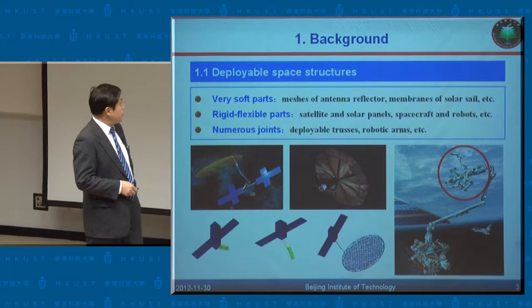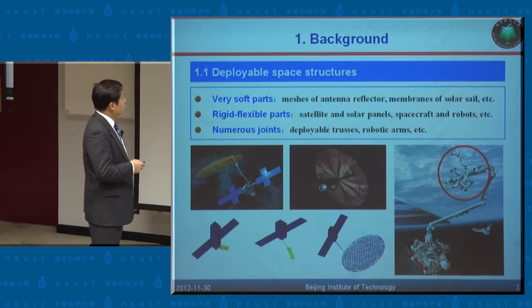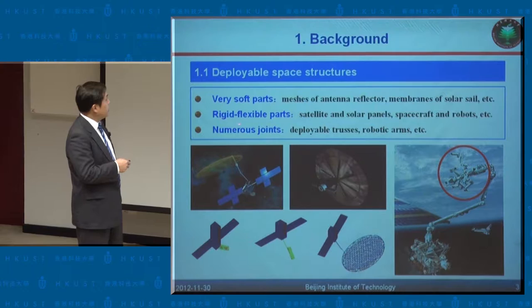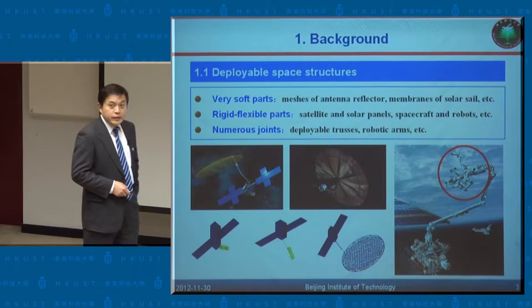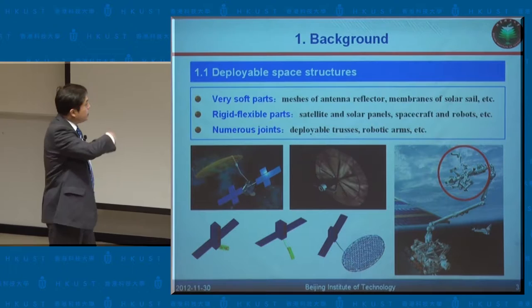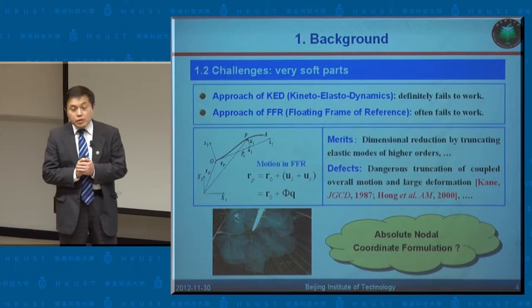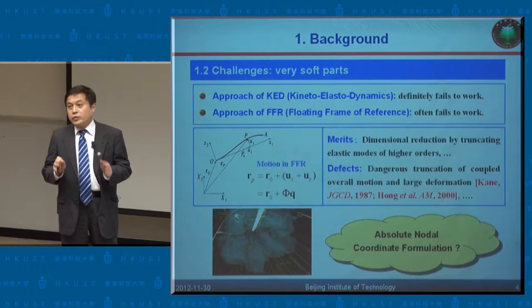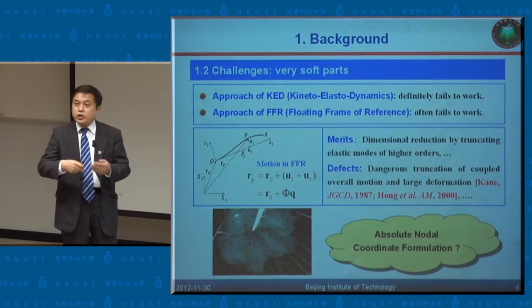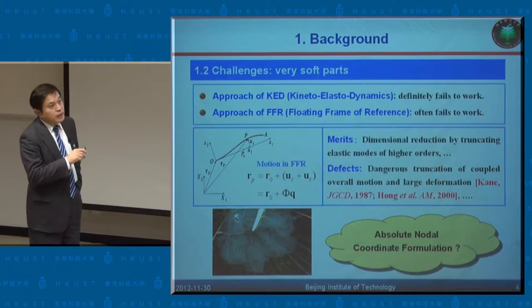These structures give us a lot of challenges from their features of very soft parts, a lot of rigid flexible parts, and a lot of joints with clearance or lubricants. Later on we'll talk about how these features give us problems from the viewpoint of dynamics and control. For these kinds of large space structures, it is not possible to conduct any ground experiments to simulate the real space environment, such as microgravity, periodical exchange of heating, or vacuum. So we have to do exact numerical simulation in the design stage.